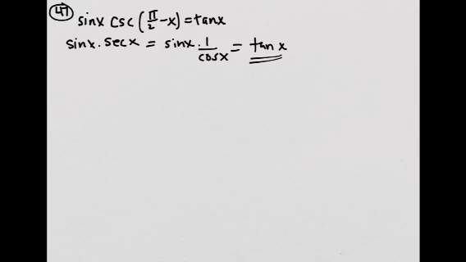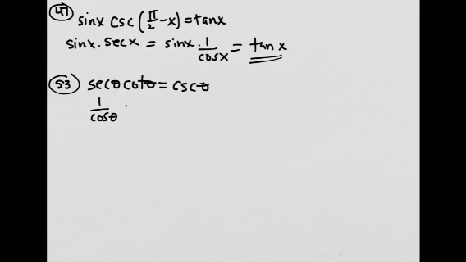And that's it. I'm skipping 49 and 51 because those were part of the previous homework. So I'm skipping over to 53. Your goal here is to get cosecant. I'm going to convert these to sines and cosines. So secant is 1 over cosine theta. Cotangent is cosine over sine theta.